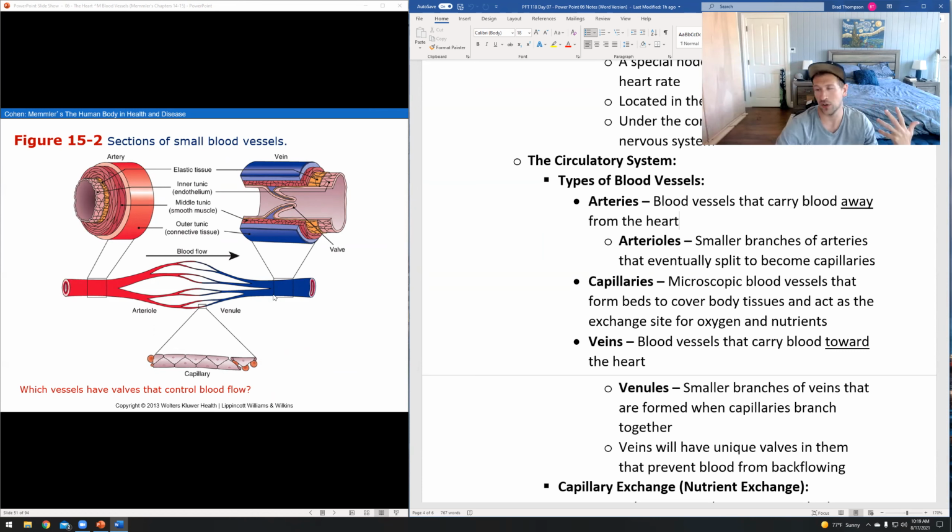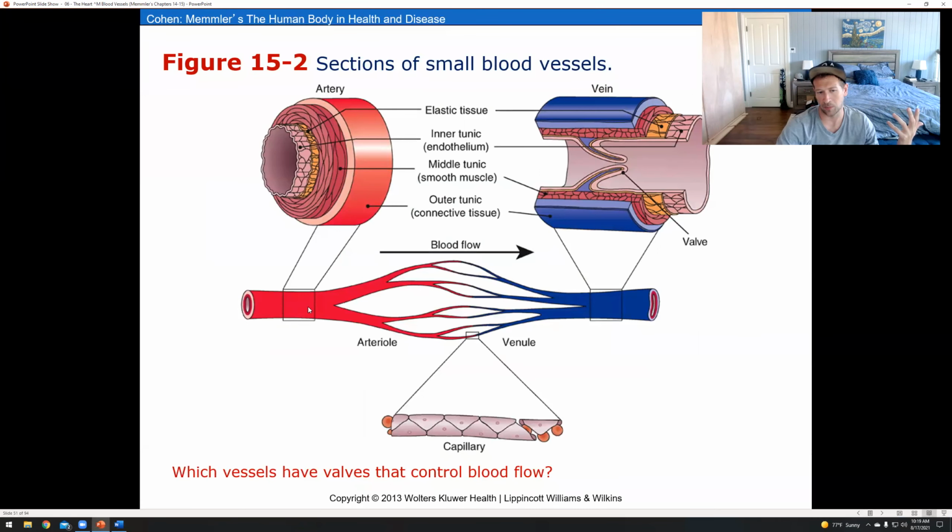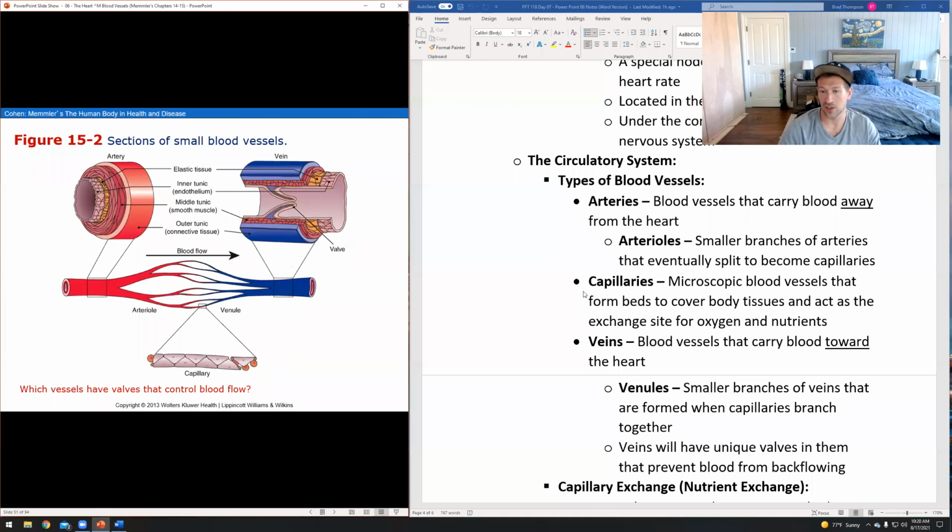Now, we do have a special name for a small branch of an artery. You can see here, this artery will kind of branch down and become a little bit of a smaller section here, kind of in the same way that a freeway will branch off into a surface street. That is what we call an arteriole. So an arteriole is a little bit smaller, the way a surface street is a little bit smaller than a freeway, but this is a smaller branch.